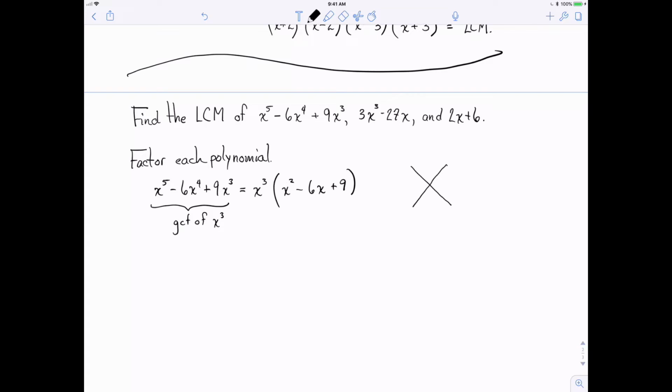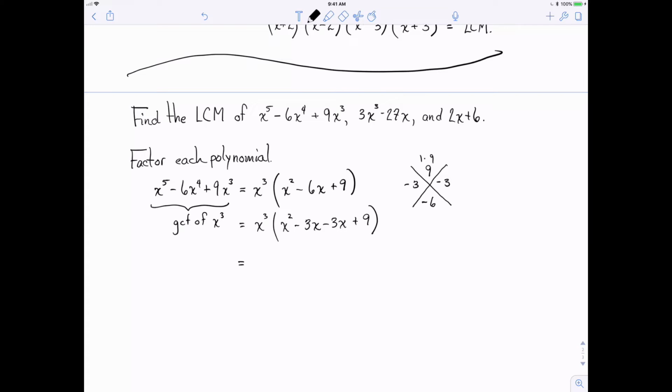So in the top spot, I try to take a 1 times 9 to get a 9. The bottom spot, I have a minus 6. And it looks like if I use a negative 3 and a negative 3, that satisfies the game. So let's try this again. This gives me x cubed times x squared. The minus 6x becomes a minus 3x minus 3x. And then we have a plus 9 still.